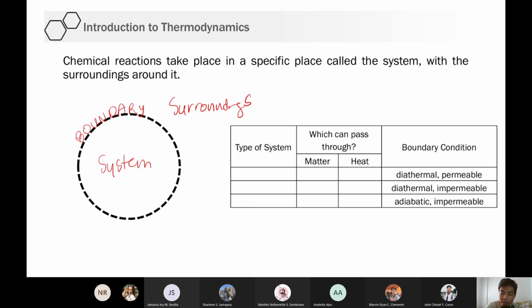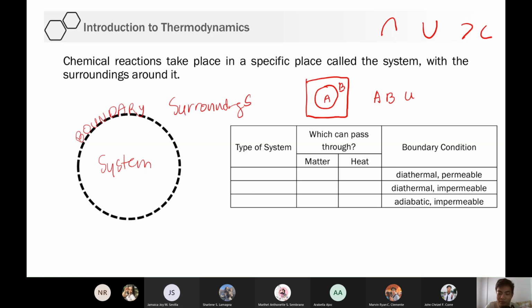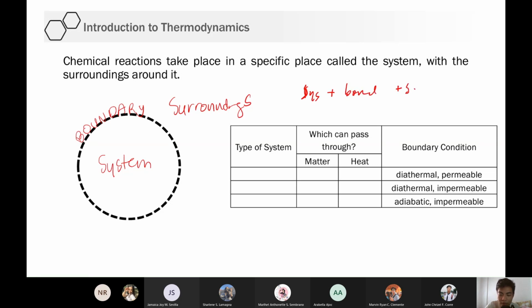Do you still remember sa algebra? You have this thing, A, B. A and B ay yung universe, di ba? I forgot the proper notation. Ganito rin sa thermodynamics. Masasabi natin, system plus boundary plus surroundings equals universe.